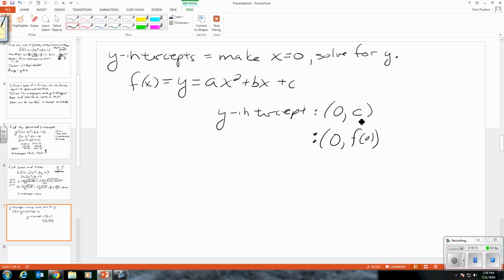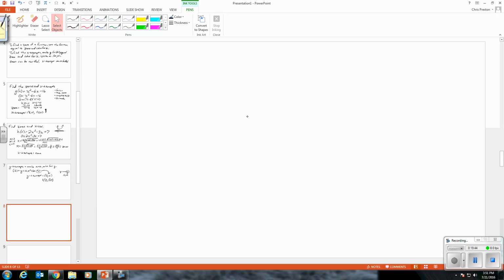In the case of a quadratic, this constant value is telling you what that y-intercept is, and then you can compare that to a line. The y-intercept for this is 0 comma b. In fact, for any polynomial, assuming everything's multiplied out and like terms are combined, the constant term is going to be the y-intercept. So let's do a problem where we do all of these and graph it.